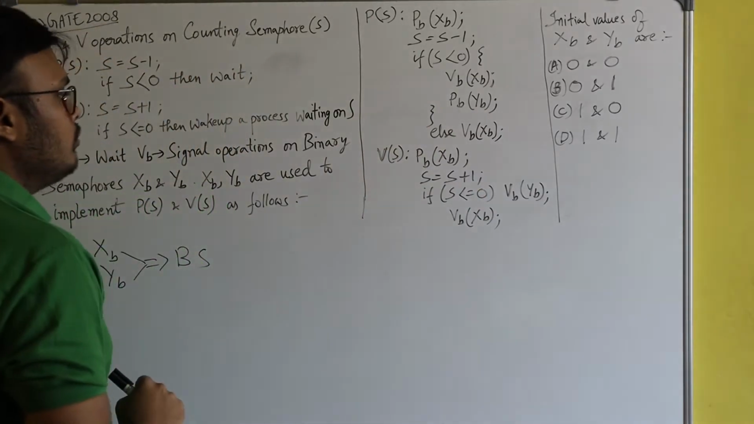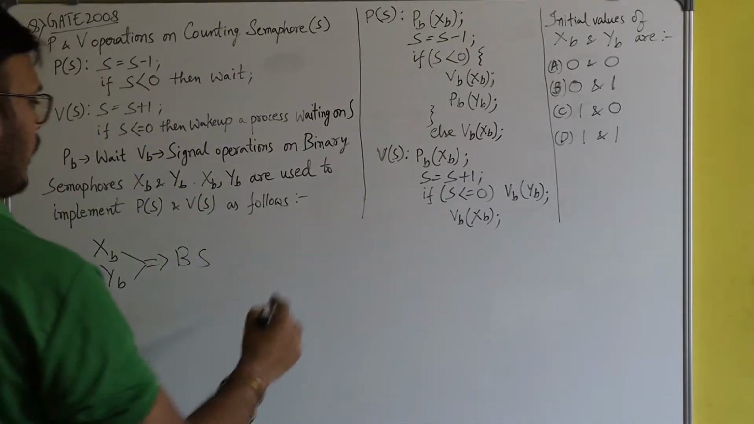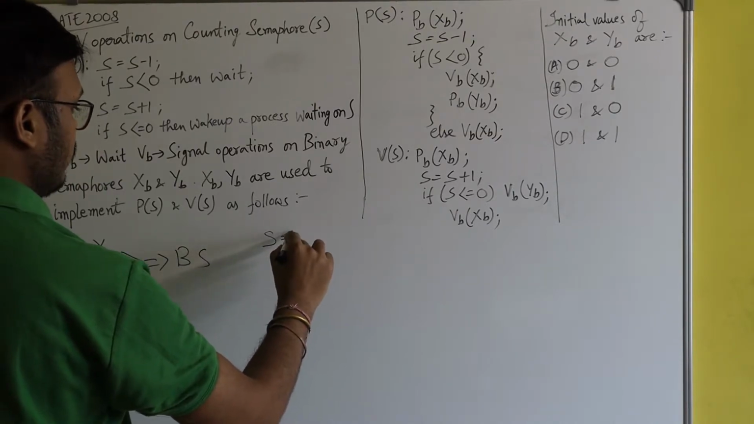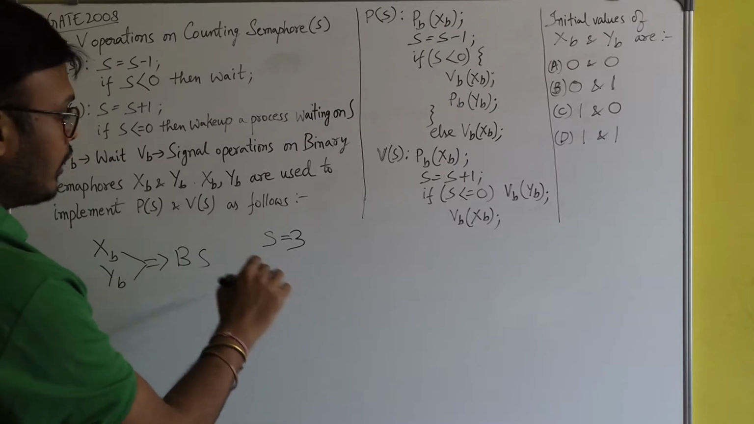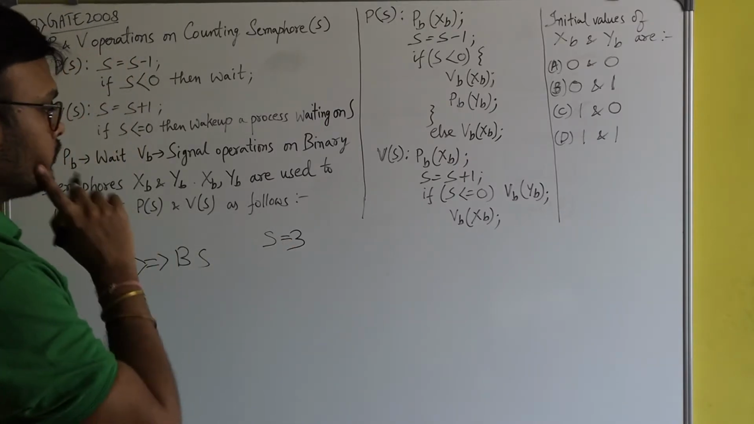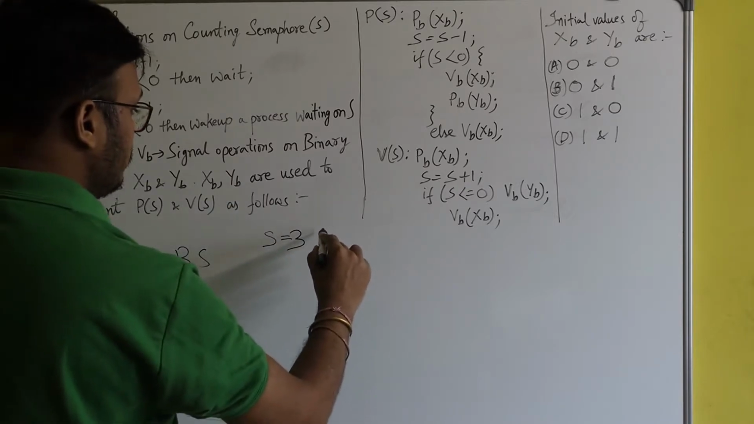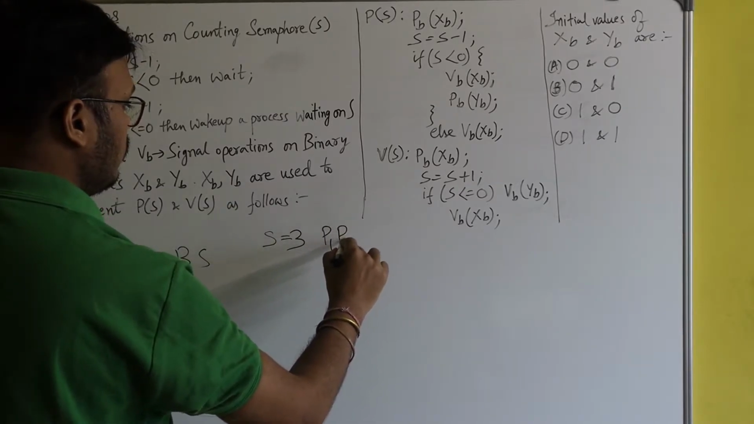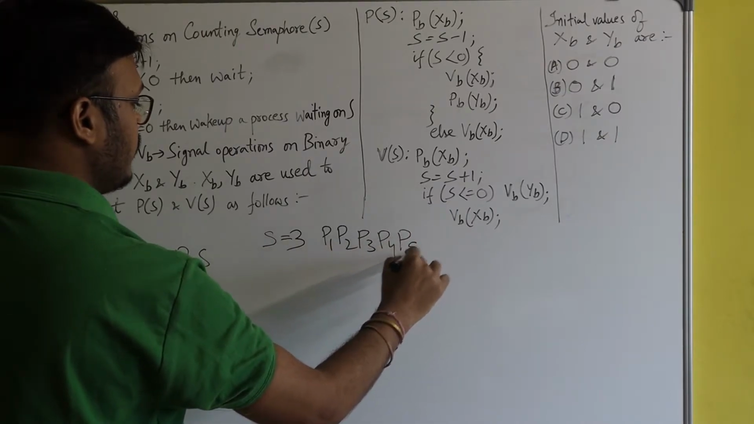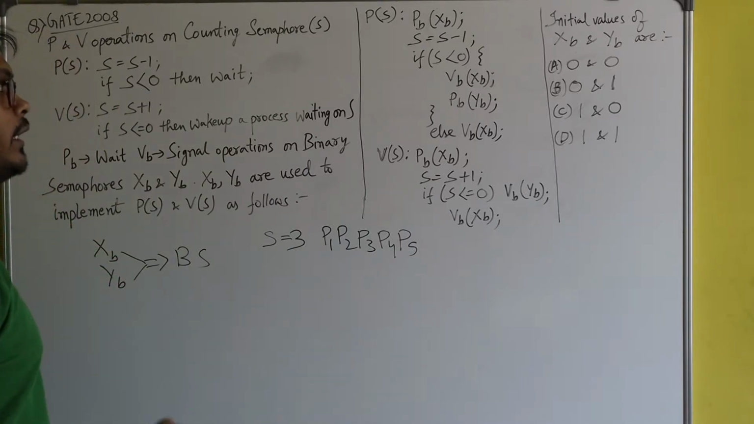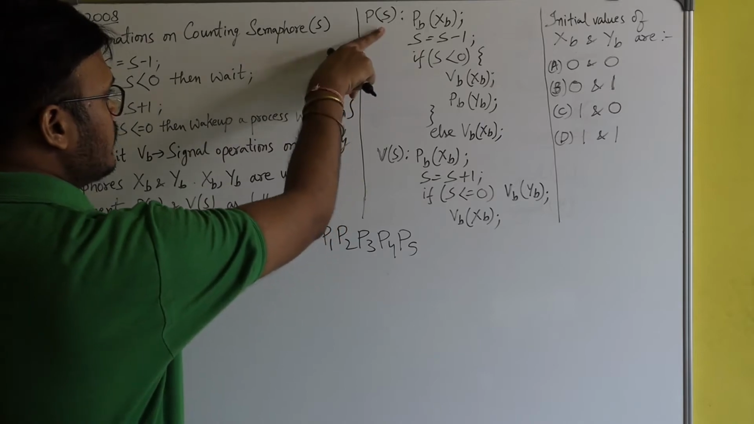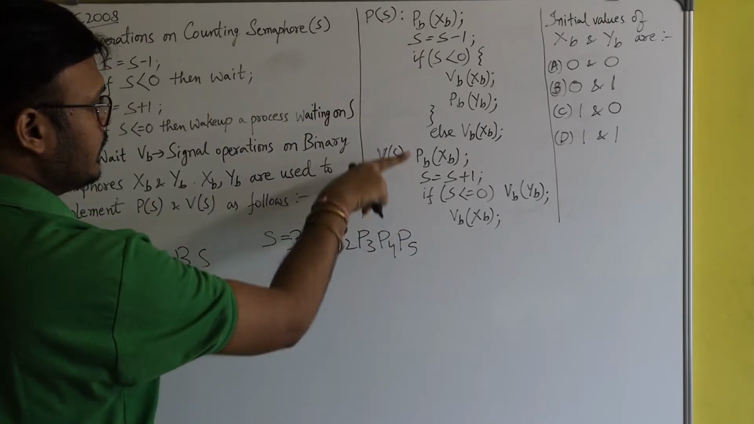Suppose the value of the counting semaphore S is 3. Now suppose there are 5 processes P1, P2, P3, P4 and P5. These 5 processes want to enter into the critical section. So this is the entry code, and this is the exit code.